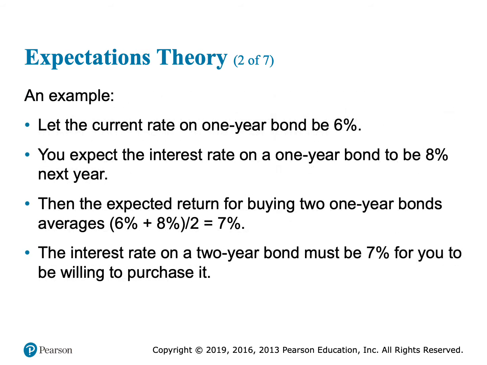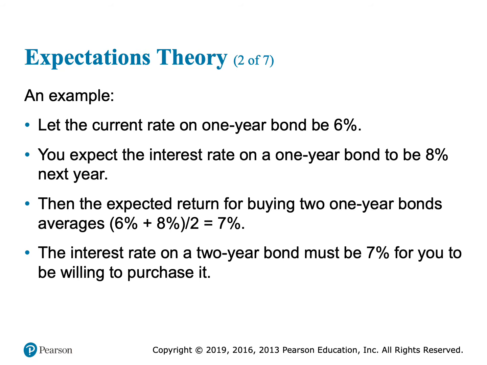Let's look at an example. Let the current rate on a one-year bond be 6%. You expect the interest rate on a one-year bond to be 8% next year. All right, so this year it's 6%, next year it's 8%. Then the expected return for buying two one-year bonds would be the 6% plus the 8% divided by the 2 bonds, the two periods that you're holding, or 7%, right? So you buy one bond, you buy a bond the next year, you look at your rate of return, it works out to be 7%. The interest rate on a 2-year bond, right? Not 2 1-year bonds, but a 2-year bond must also be 7% for you to be willing to purchase it.